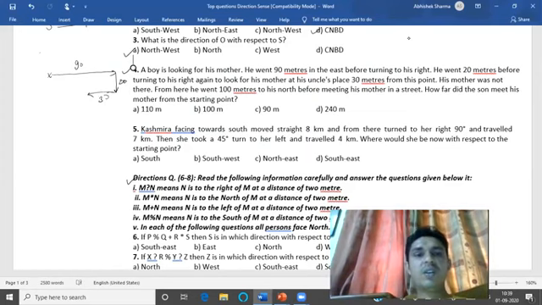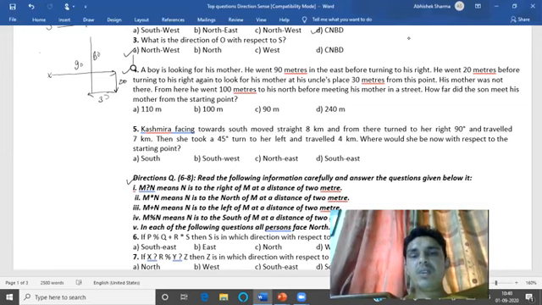His mother was not there. From here he went 100 meter to his north. So this 100 meter, that means 20 plus 80, this will be 100 meter.